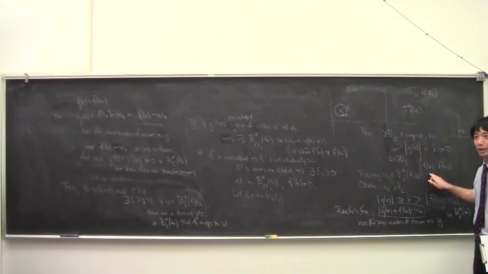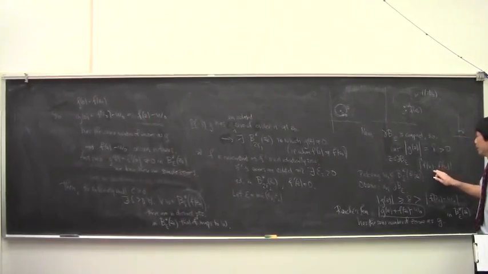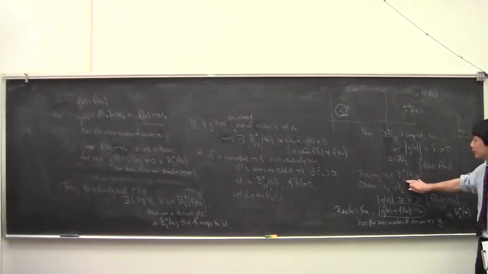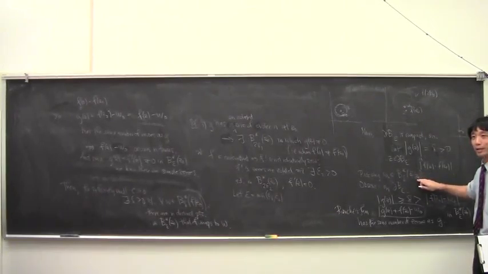Which part is not clear? So that delta is what we're going to use. Right. So what is this? This is the closest that f of z gets to f of 0. And we use that delta as the radius of the disk that we want to get.